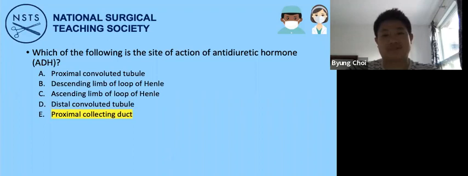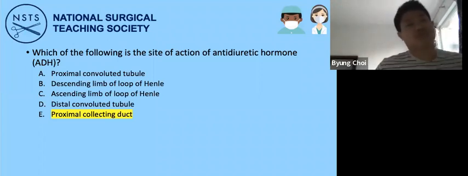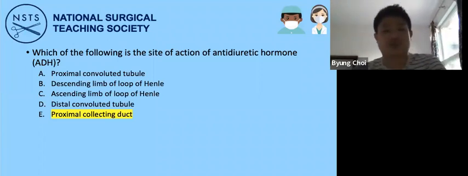ADH, which is secreted by the pituitary gland, acts on the collecting tubules, and it's the proximal part of the collecting duct that it acts on. The collecting duct helps aid, although it's not the majority, sodium reabsorption and also water reabsorption, and that's controlled under the influence of ADH.